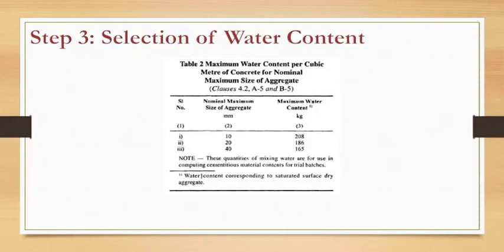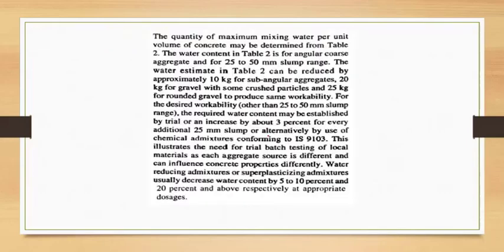Here, corresponding to the maximum size of aggregate, we are given the maximum water content. But again to this also we have to make certain adjustments. So let us see what those adjustments are. These adjustments are according to clause 4.2 of IS 10262-2009. There are three types of adjustment. The first is for the shape of the aggregate. If the shape of the aggregate is angular, then we do not have to make any adjustment, because we can directly take the value given in table 2. But if it is other than angular, then we have to make adjustments.